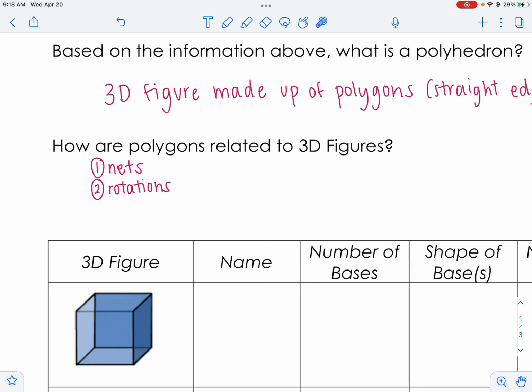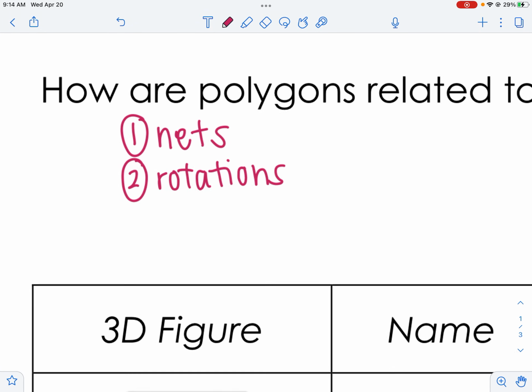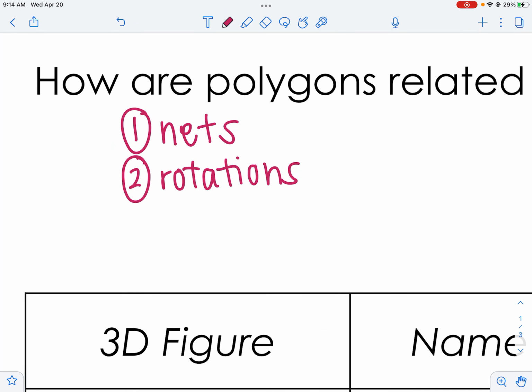So we could take a 2D shape and rotate it or spin it very, very quickly, and we'll create a 3D shape. The other way that polygons are related to 3D figures is by what's called a cross section.